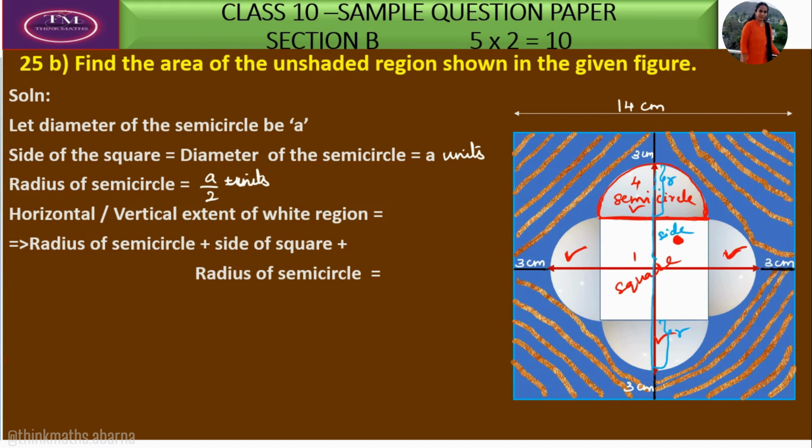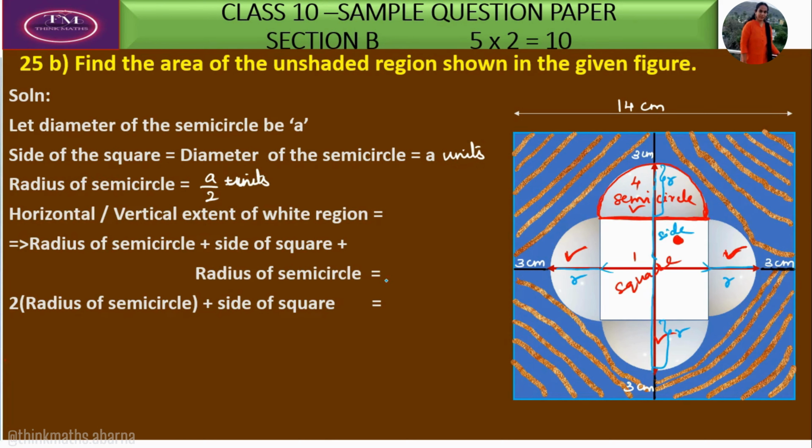So it is 2 times the radius of the semicircle plus the side of the square, which will be equal to the horizontal or vertical extent. In the same way, this is the radius, and this is also the radius of the semicircle, and this portion is the side of the square. So both horizontal and vertical extent are 2 into the radius of the semicircle plus the side of the square.